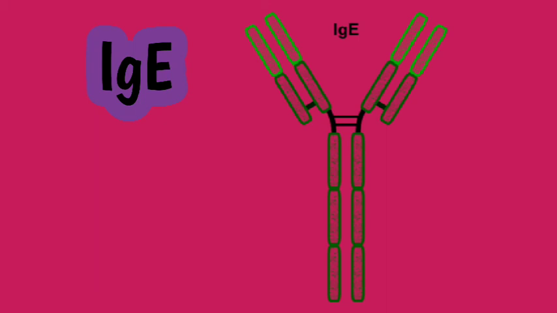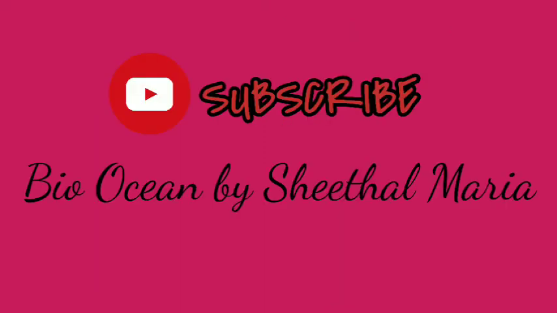This is the overall idea of the types and classification of immunoglobulins present in human serum, how they perform their functions, and how they work together to help the immune system and boost immunity. And this is the idea of the video.